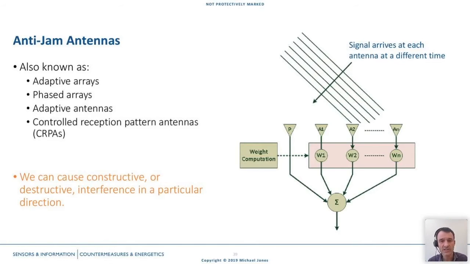So we're causing destructive interference in the direction of a jammer. Or conversely, we could cause extra gain, constructive interference, in the direction of the satellites that we do want to see.